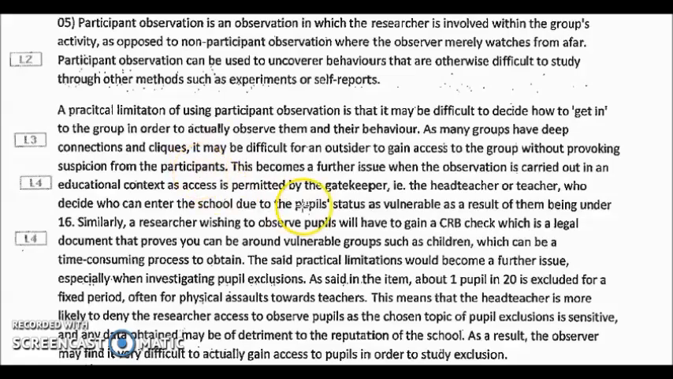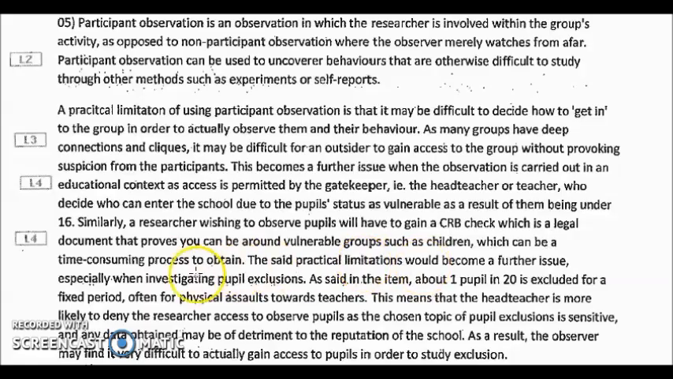So what she then does is start to apply it to the education context, introducing terms such as the gatekeeper. She gives the clarification that it would be the head teacher, and she gives a little bit of context there about students being vulnerable, being under 16, needing a CRB check, which is all time consuming, so she's linking that to the practical issue.